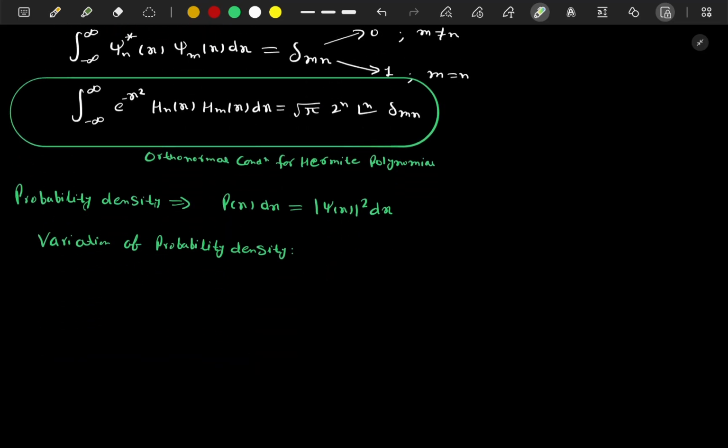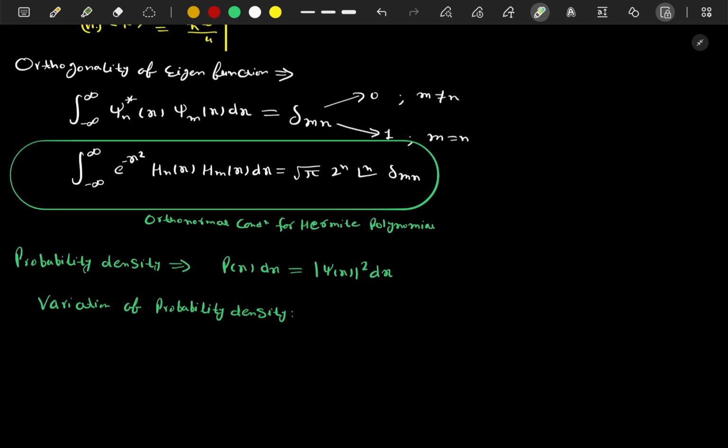Now, what is the normalization condition? Put in the values of psi_n and psi_m. So the integral of e to the power minus x squared, H_n(x) H_m(x), over the range gives the normalization, equal to alpha upon root pi, 2 raised to power n factorial. Remember that. Just put the denominator here. From here to here it will come to the numerator.